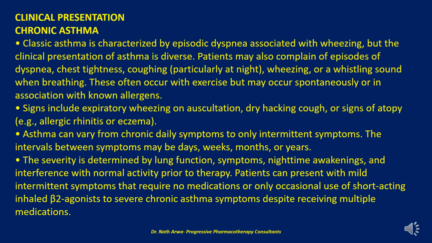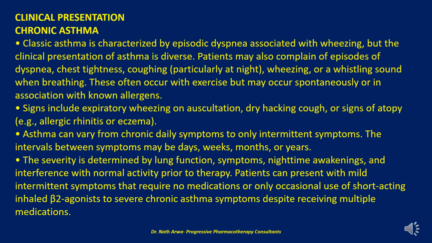2. Signs include expiratory wheezing on auscultation, dry hacking cough, or signs of atopy, e.g., allergic rhinitis or eczema. 3. Asthma can vary from chronic daily symptoms to only intermittent symptoms. The intervals between symptoms may be days, weeks, months, or years.